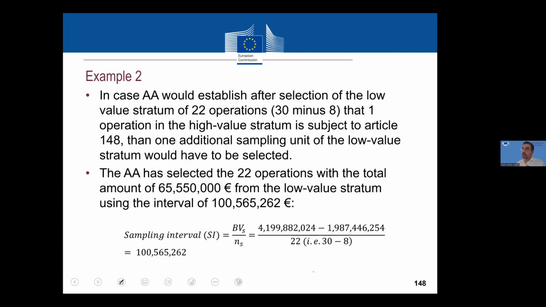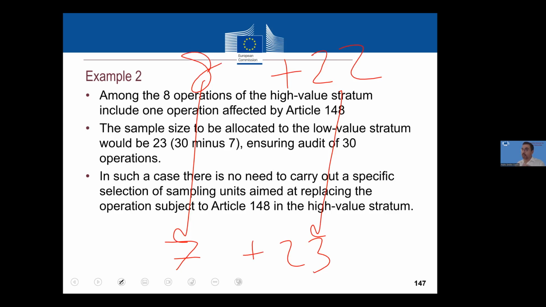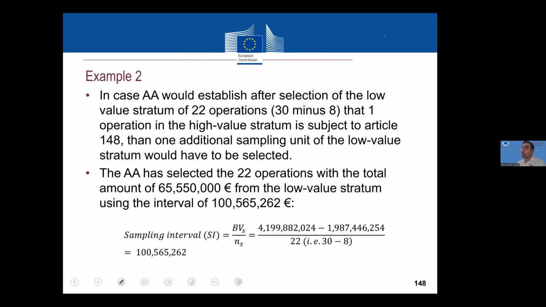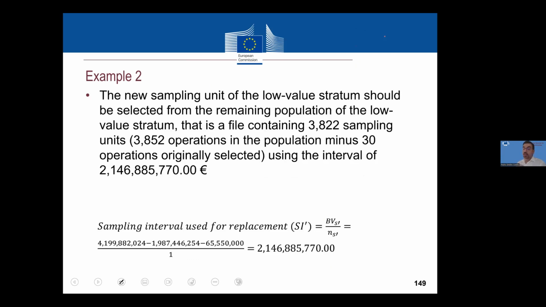What would happen if I would not have spotted this in advance and I have already selected 22 units in the sampling stratum? The moment where I see, oh, I can only audit 7 in the high value stratum is the moment where I have already selected this 22. Well, no problem. If I have already selected this 22, I will have to go back to this sampling stratum and I will have to select one additional unit using MUS methodology.